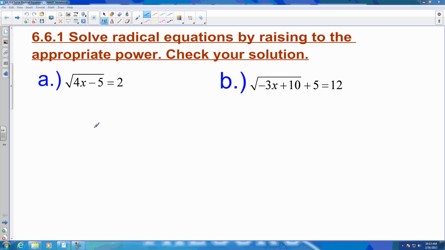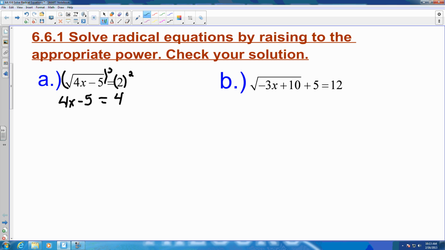So since the square root is like raising it to the 1/2 power, I'm going to square it so then I can get it to the first power. So I'm going to square both sides. If I square the left-hand side, all I'm going to get is just 4x minus 5. You get rid of that square. Equals, now I just take 2 squared, which gives me 4.